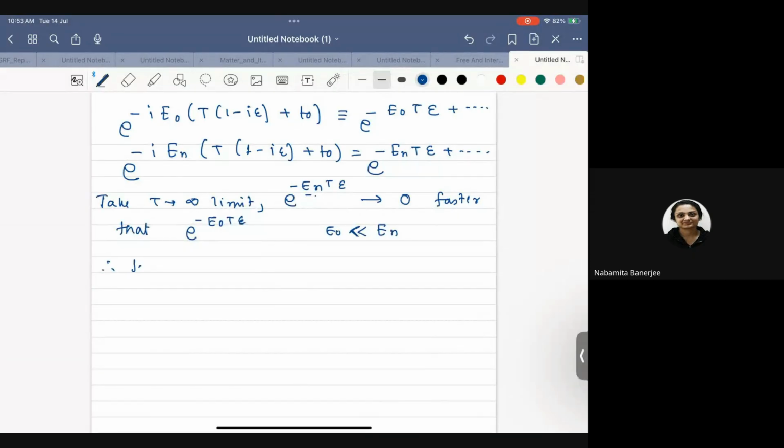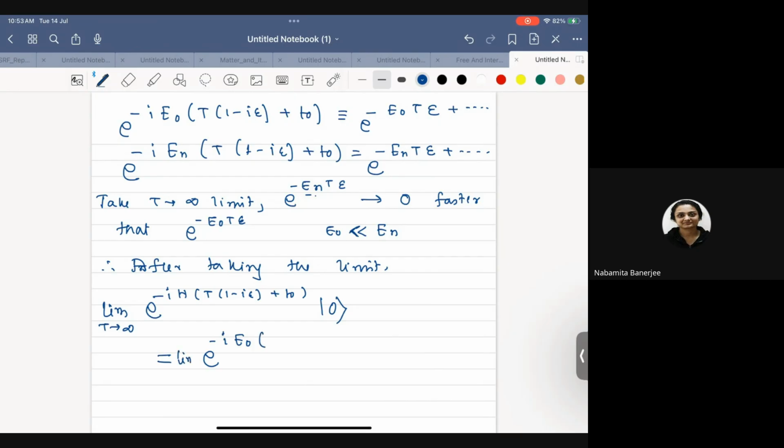So therefore, after taking the limit, now I can say that the limit t going to infinity of exponential of minus i H t into (1 minus i epsilon) plus t naught acting on omega 0 is just exponential of minus i E0 limit t going to infinity t into (1 minus i epsilon) plus t naught times omega 0, plus a subdominant term, that we can forget about.